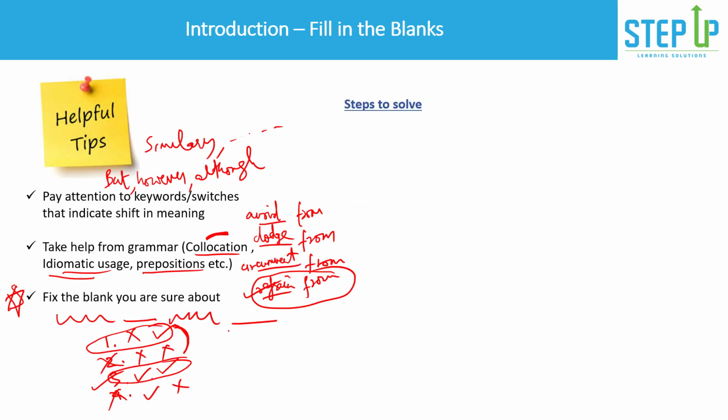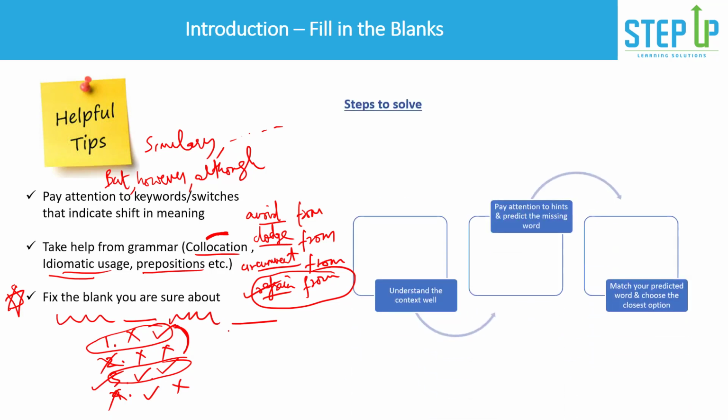Okay, and the approach, the steps remain the same. The first thing we do is understand the context very well. The context is very important. Whatever is coming after the blank and before the blank is the number one and most important thing you should pay attention to. Second, look at all these hints, like similarly, however, all these switches, and predict the missing word before you jump at the options. And third, match your predicted word and choose the closest option.